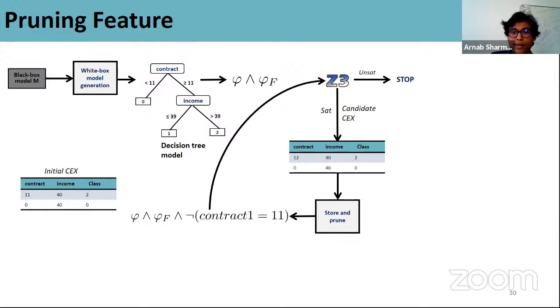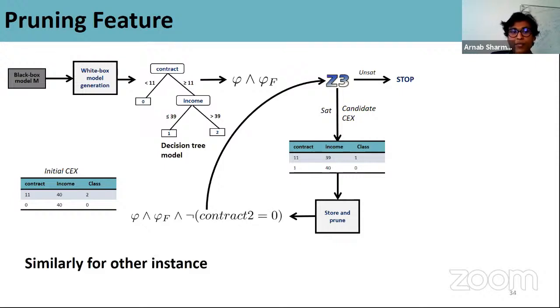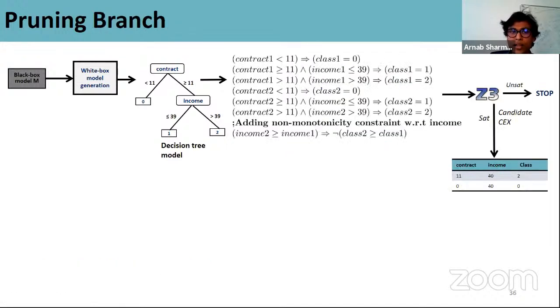So it will definitely give us another counterexample, and similarly we do the same for the other feature, income. Add it to the logical formula, give it to Z3. And Z3 gives us another counterexample where the income is not 40. So in this way, we do the same for this data instance, and we get multiple counterexamples from just a single one. Next is the pruning of branch technique.